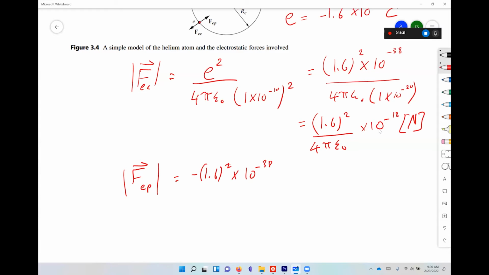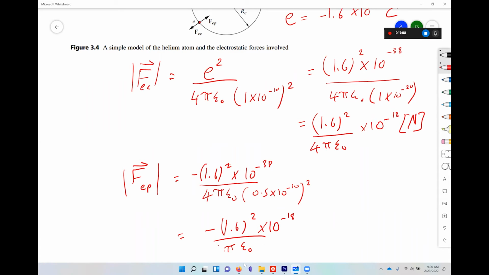Okay, it's going to be the same, but the distance is now 0.5 times 10 to the power minus 10 squared. So it's going to be minus 1.6 squared over 4 pi epsilon naught. 0.5 squared is a quarter. So a quarter of 4, the 4 goes away. And then 10 to the power minus 20, I end up with 10 to the power minus 18.